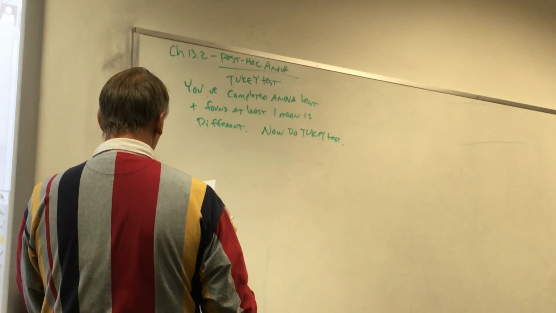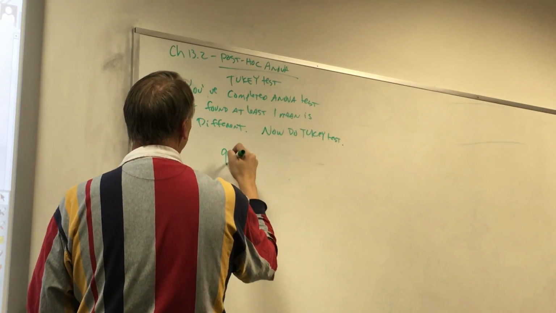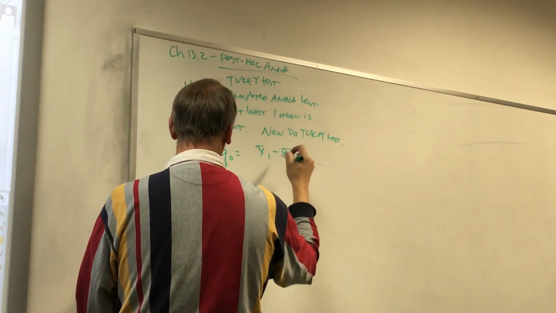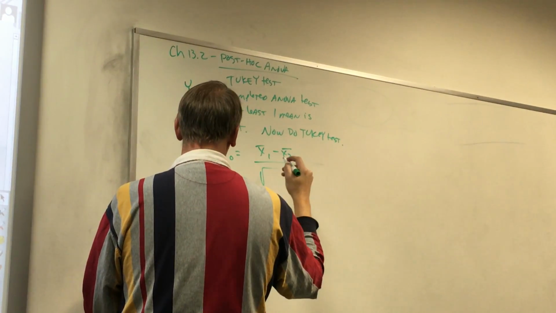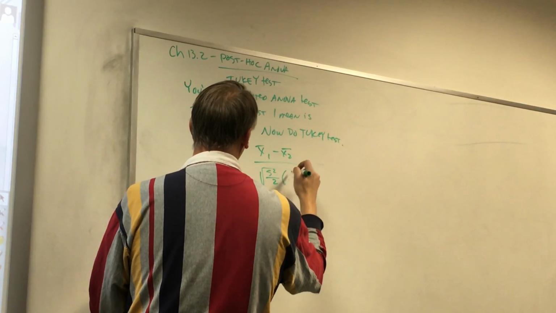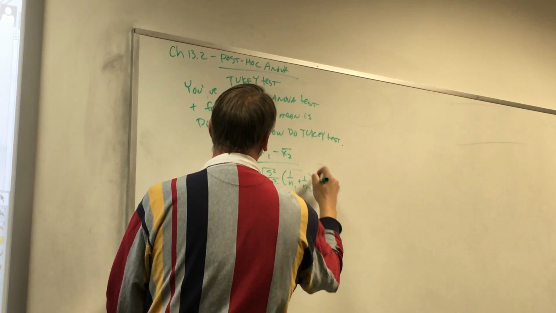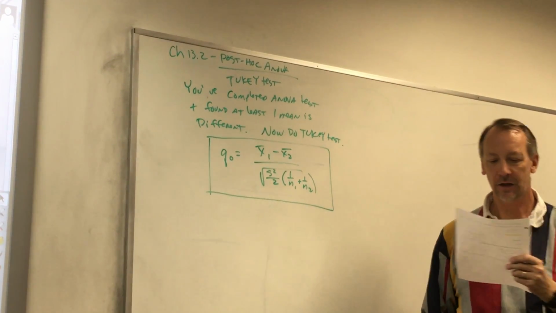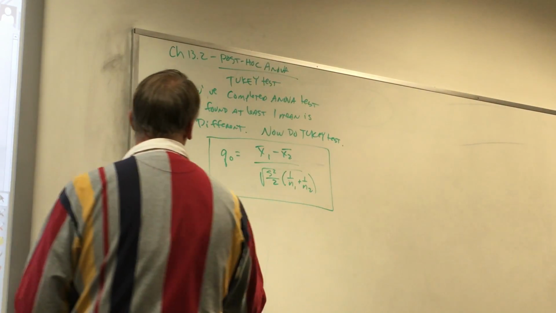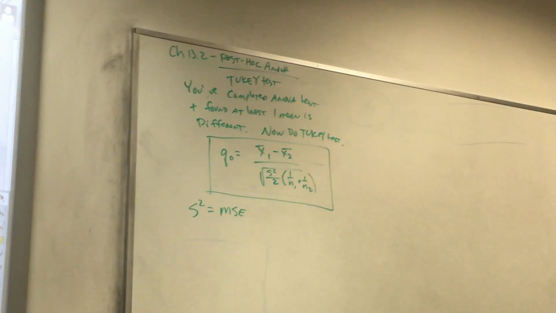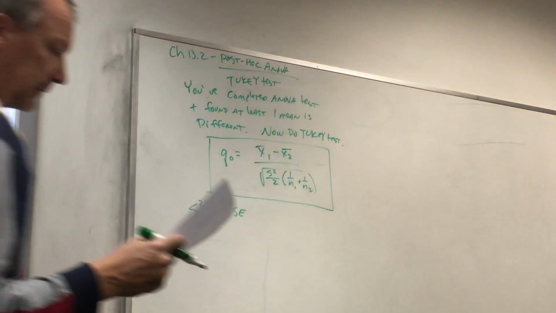Okay? All right, so the Tukey test is basically Q sub 0 equals x1 bar minus x2 bar over the square root of s squared over 2 times 1 over n1 plus 1 over n2. Okay? So that's the equation you're going to want. Now, in this case, s squared equals the MSE, the mean square error that you already calculated previously. So that's going to still come in useful.